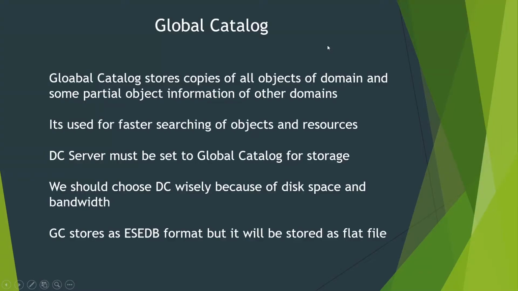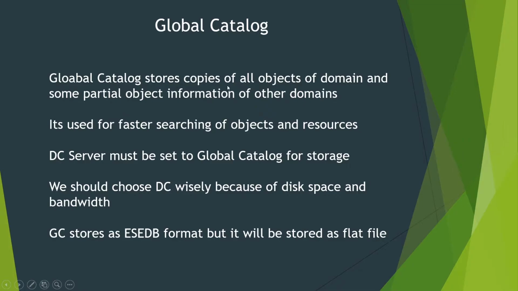Now I have told that the domain controller is responsible for managing authentication, authorization, etc. So it should store the objects of all the domains. So where would it store? The answer is the global catalog. The global catalog stores the copies of all objects of the domain and some partial object information of other domains.